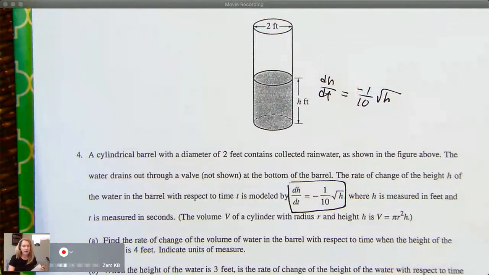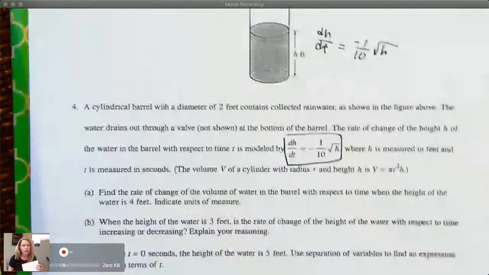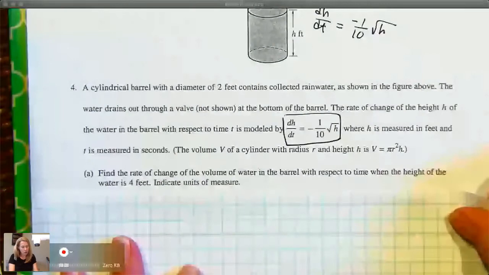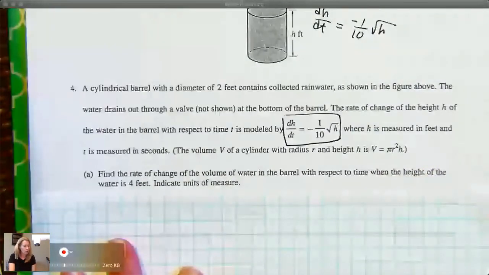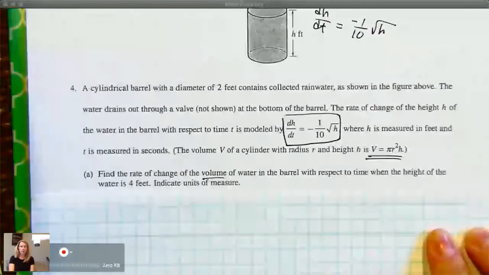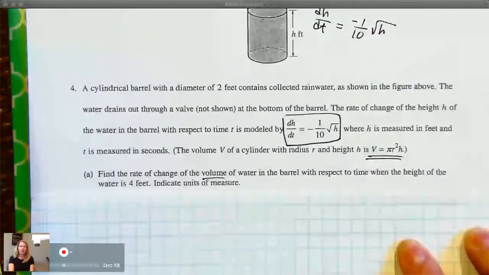So part A asks us, as I slide this up just a little bit, find the rate of change of the volume of the water in the barrel with respect to time when the height of the water is 4 feet. So we want the rate of change of the volume of the water. What should we start with? Here's a formula for volume. What is our first step on a problem like this? Again, it's related rates. And do you remember the type? Nara says derivative. Do you remember the type of differentiation you need to do here? There's a special name for it.